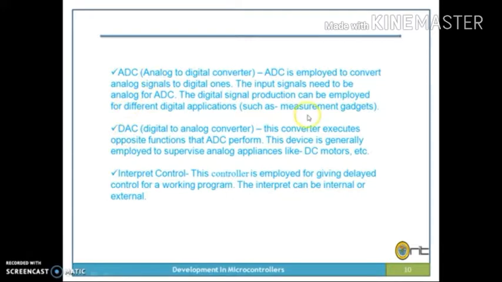Then ADC, that is, analog to digital converter. As a microcontroller itself is a computer, we require an ADC because a computer understands the language of 0 and 1 only. So we require to convert the electrical signals into digital signals. So we require an analog to digital converter in the microcontroller. Also, to give output from the microcontroller to the system, we require a digital to analog converter, which will convert the 0 and 1 into electrical signals in order to get the accurate output.